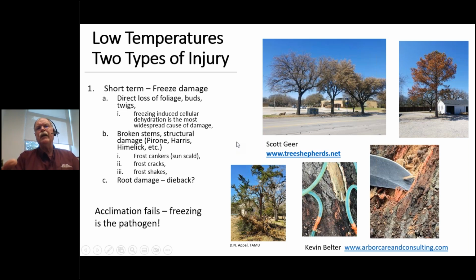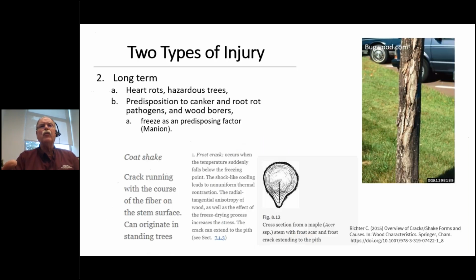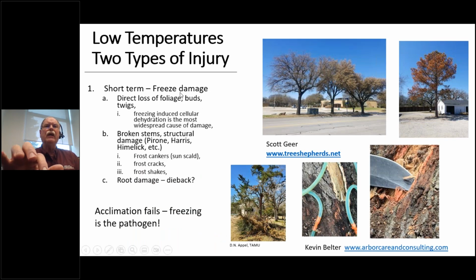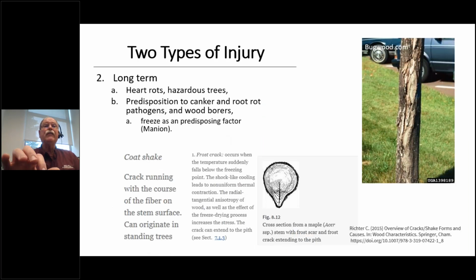in trees. And I'm running short on time, and I just want to get through the two types of injury. We have short-term, which we can see right away as soon as we get into the growing season, and then we have the long-term, the heart rots, and the predisposition to wood borers and that sort of thing that occur years and years and years after the freeze damage occurs.